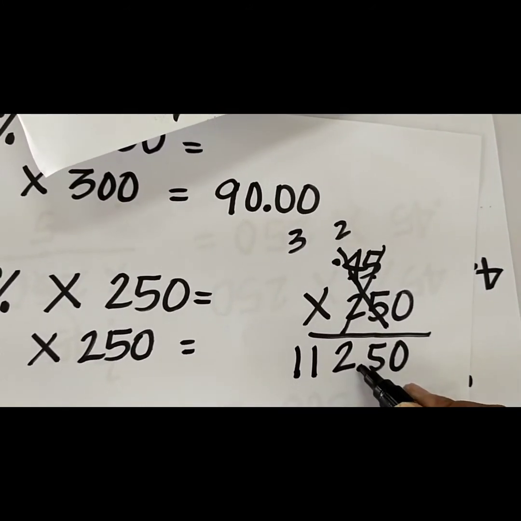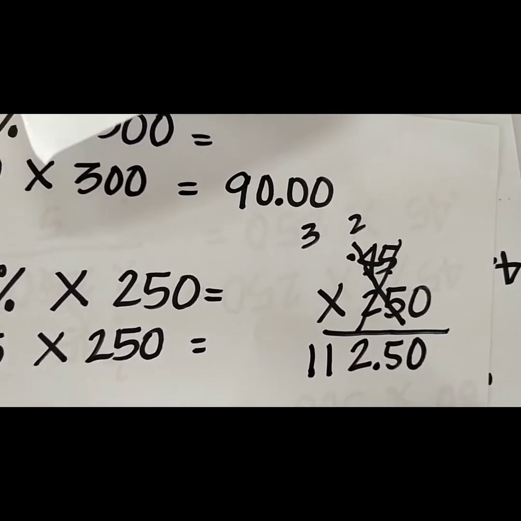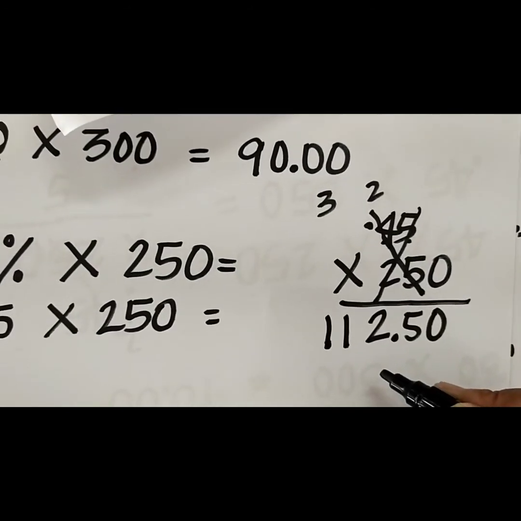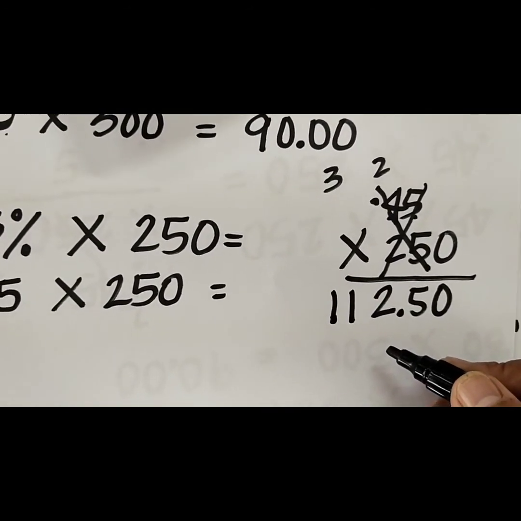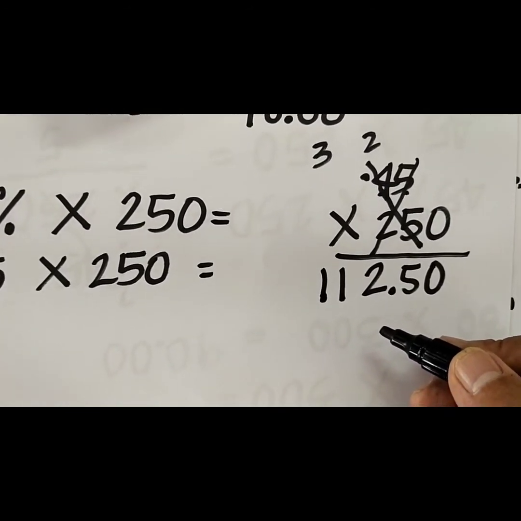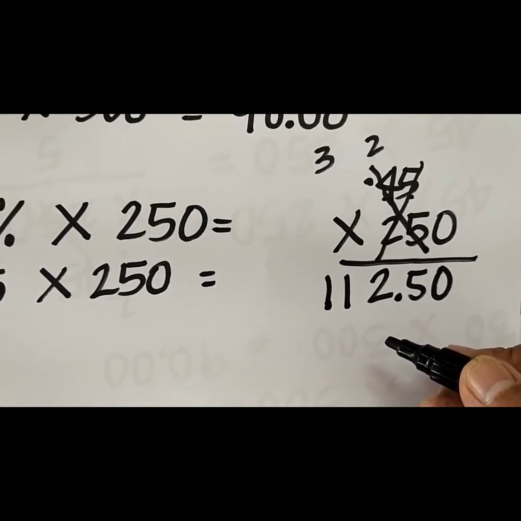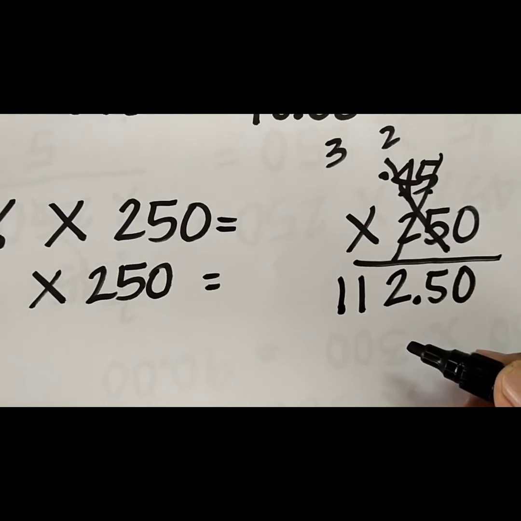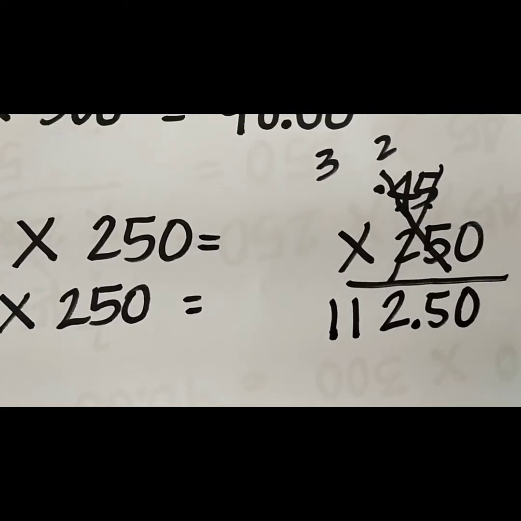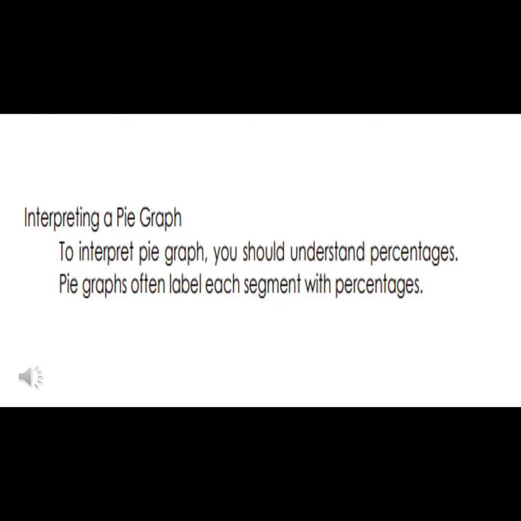So our answer is 112.50. So this is how simply a shortcut is applied. So we can apply a shortcut in any situation wherein it is applicable. So we are now through with the activity.